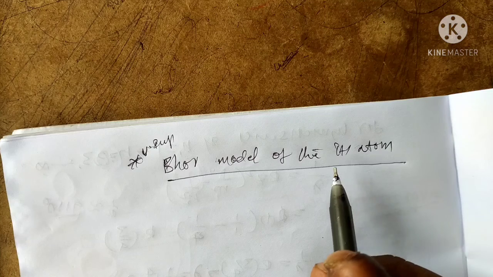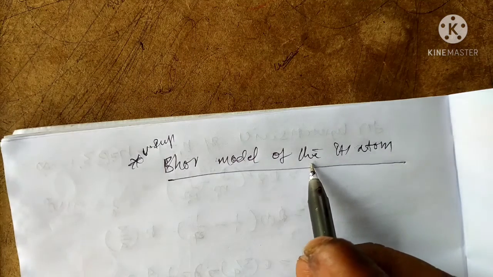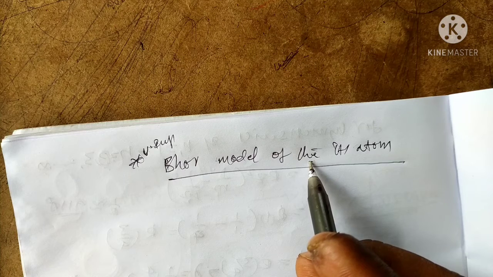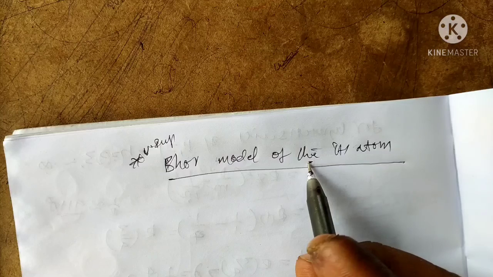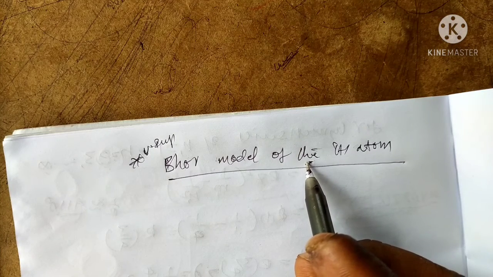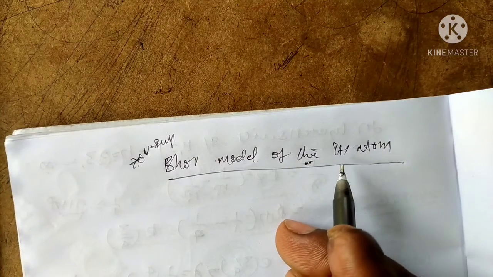Okay, Bohr explained the hydrogen atom as an improvement on Rutherford's explanation. Bohr developed the explanation of Rutherford, taking some suggestions from the Rutherford explanation. Now we can explain the Bohr model of the hydrogen atom.